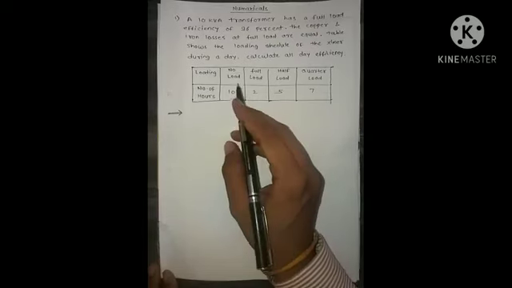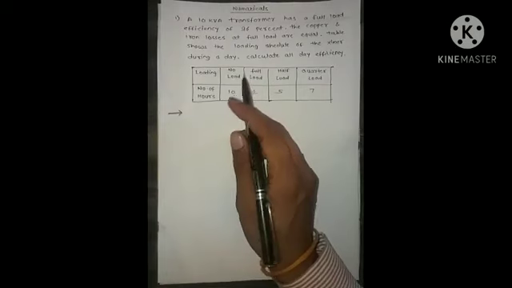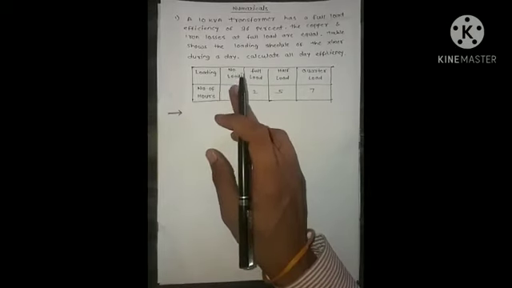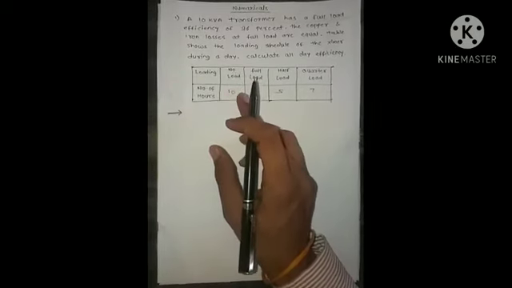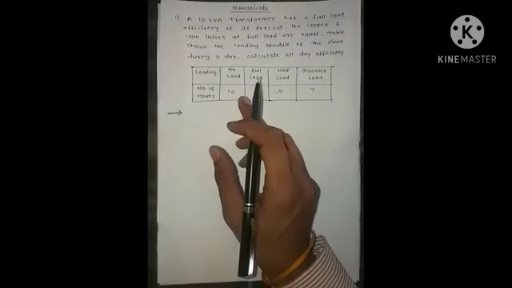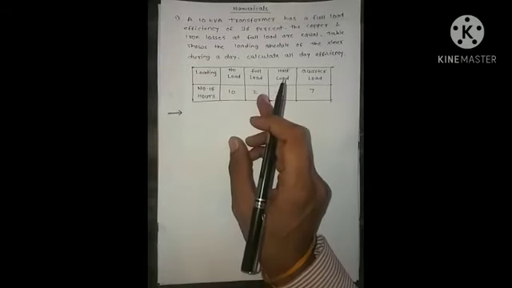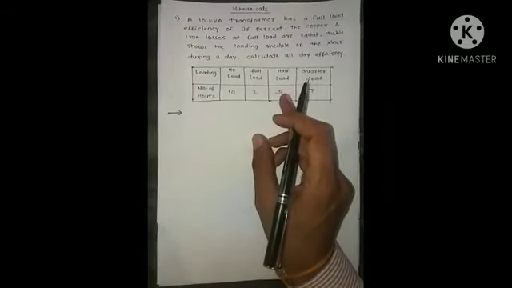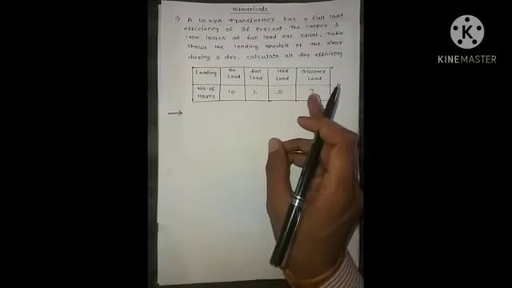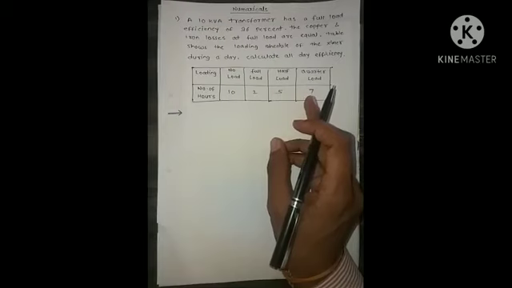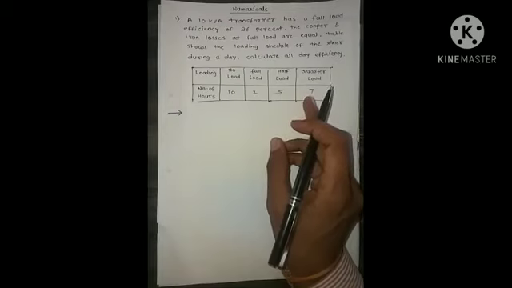Here one table is given. In this table, the no-load number of hours is 10, the full load number of hours is 2, the half load number of hours is 5, and the quarter load number of hours is 7. We have to calculate the all-day efficiency.